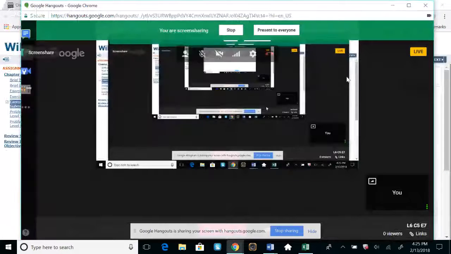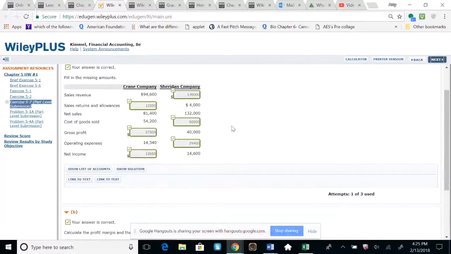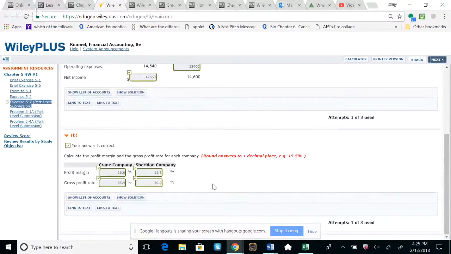And this is how it looks in the assignment. There's the fill in the blanks, and then there's the gross profit rate and the profit margin.